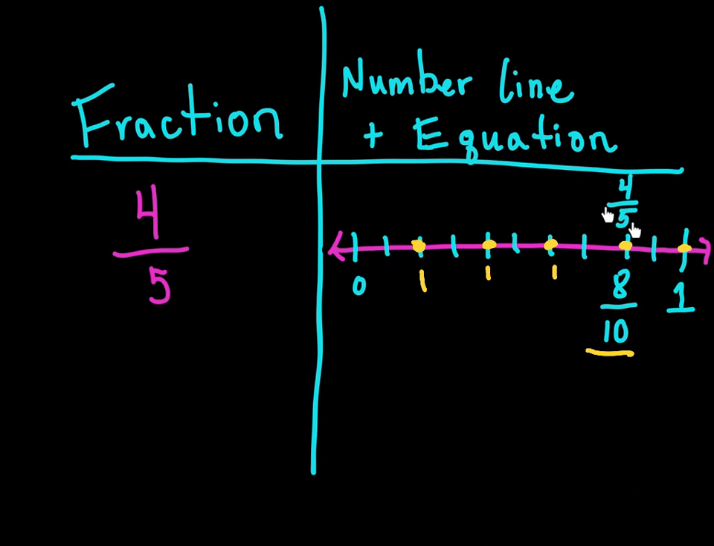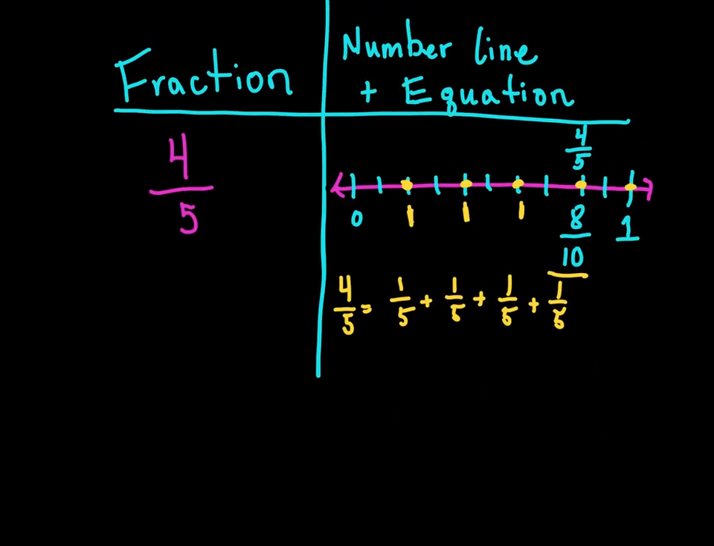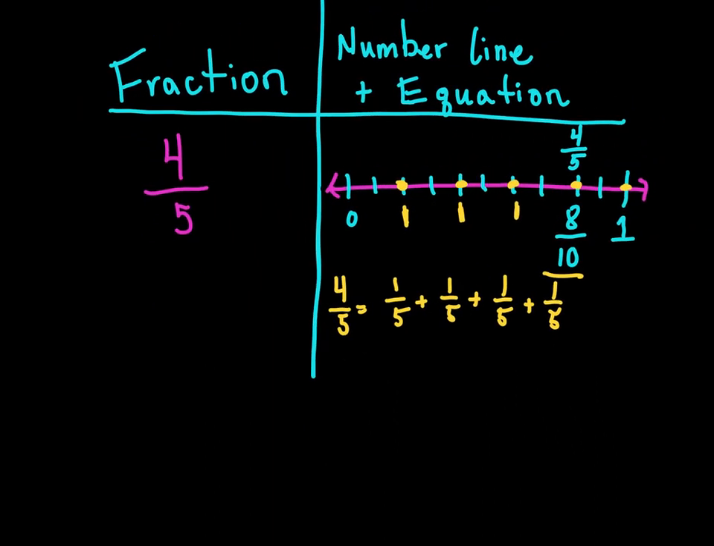So how does that look as an equation? If we have 4/5, this is 1/5, 2/5, 3/5, 4/5. So we have 1/5 plus 1/5 plus 1/5 plus 1/5. But what happens if we have 8/10? Let's make this a little bit smaller. Same thing. We're going to break it up.